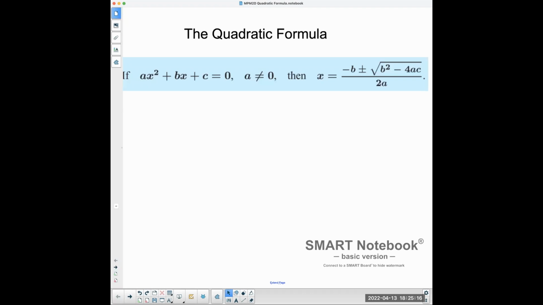Today we're going to look at the quadratic formula. We use the quadratic formula to solve for the x-intercepts whenever you're given a standard form in the format of ax squared plus bx plus c equal to 0. Now, it's important that you have your quadratic equation in standard form, because if it's not in this form, we cannot use the quadratic formula.